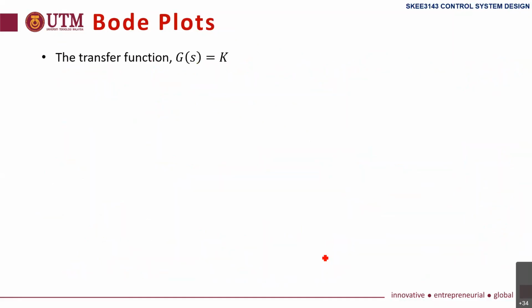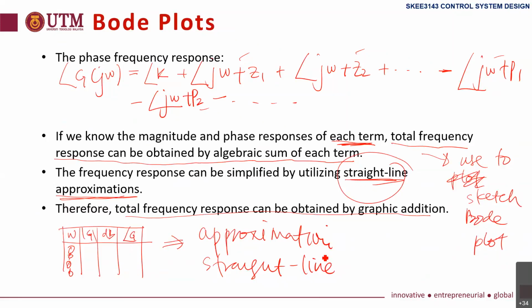I will stop here. In the next class, tomorrow, we will look into straight line approximation. How can we plot the Bode plot? How can we sketch the Bode plot using straight line approximation?